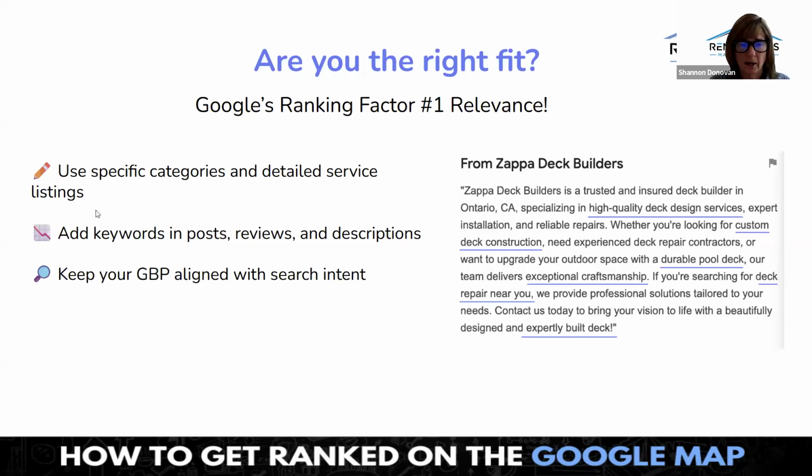So they're going to check, okay, so I just said I want a kitchen remodeler in this area. So they're going to say, okay, that they have kitchen remodeling in their categories. They have it in their detailed listings. It's in their keywords and posts. The reviews talk about it. The description talks about it, right? And so it's on their website. It's in their social media. So they're relevant. So we got that one down.